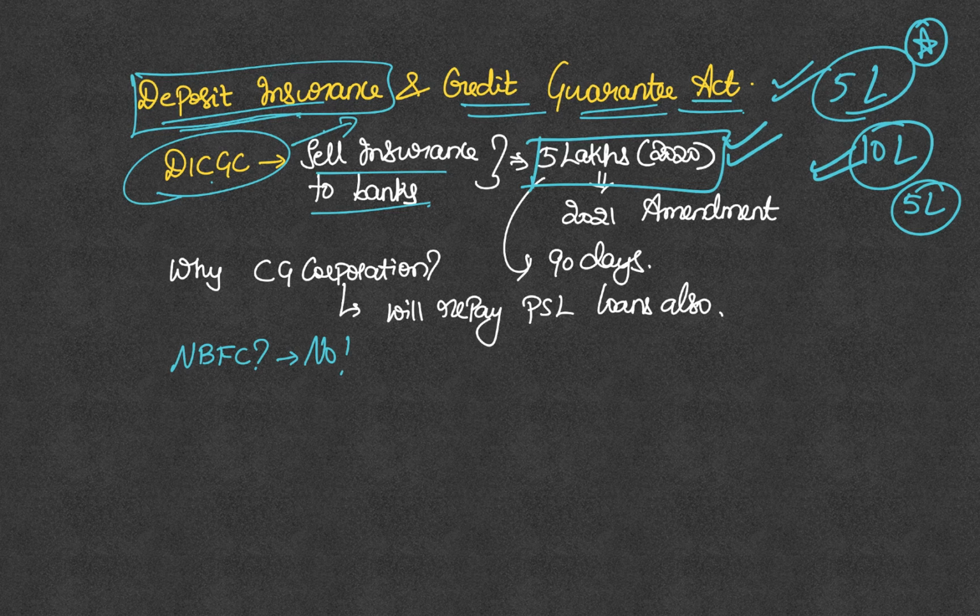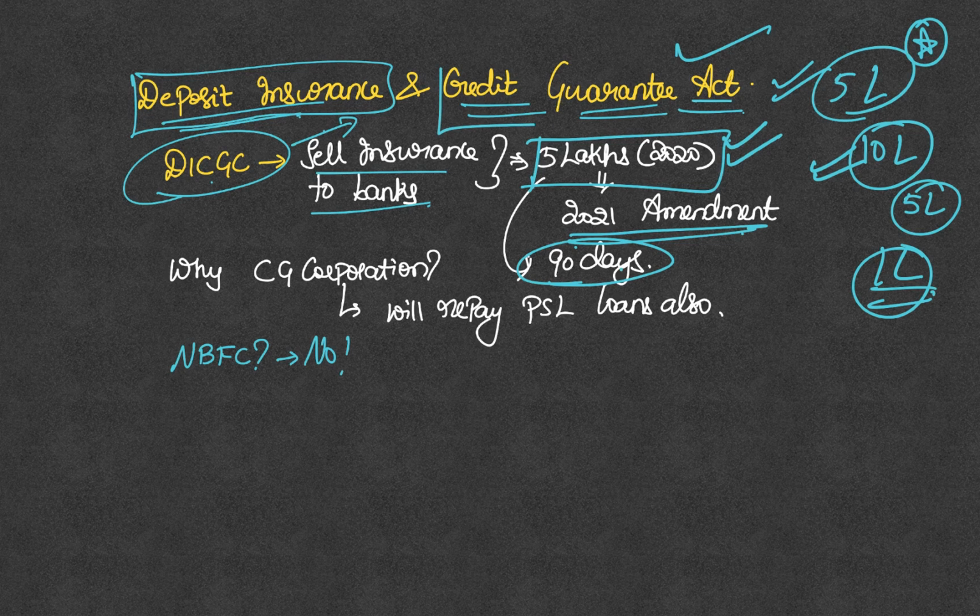So this 5 lakhs was previously just 1 lakh and there was no time period. So 2021 amendment to this act has increased the amount from 1 lakh to 5 lakhs and settled the time period at 90 days. Within 90 days, they will get that 5 lakh if something happens to the bank. So depositors' money is safe.